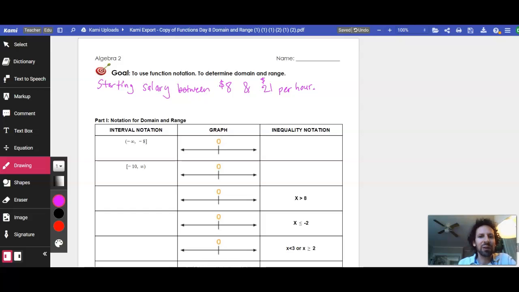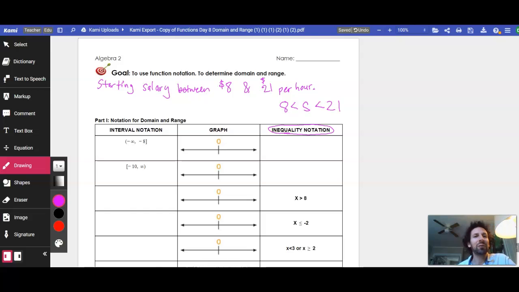Today we're going to be expressing things in three different forms. We're going to talk about inequality notation first. The way we would express this, let's say your salary, use the variable s. We would say that s is in between two numbers. It's bigger than one number, but less than another number. We would say that s is greater than $8, but less than $21.